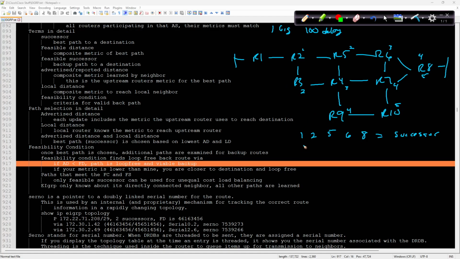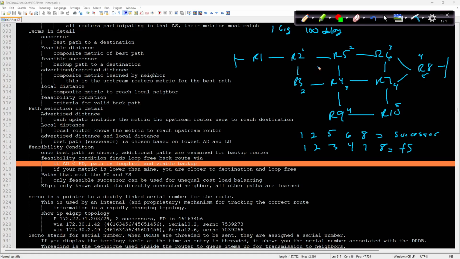So we got 1, 2, 3, 4, 7, 8. What would that be? Well, that's 6 hops, right? But this would be your feasible successor. Now, how would that be determined? How would you switch from your successor route to your feasible successor route?